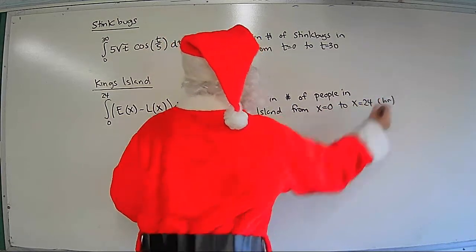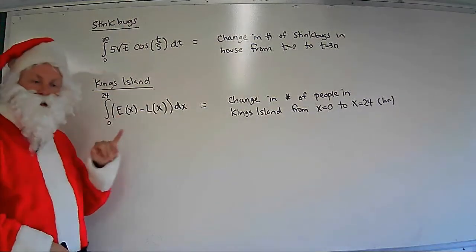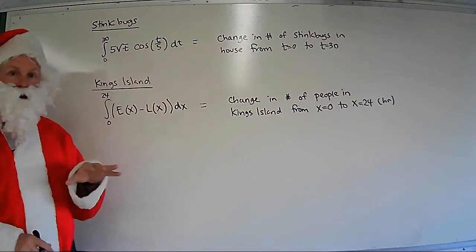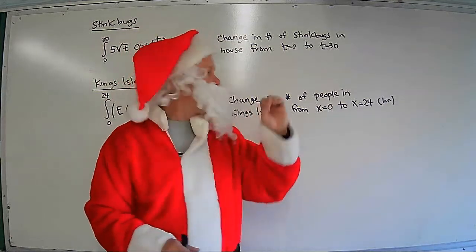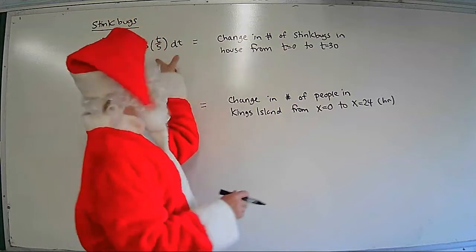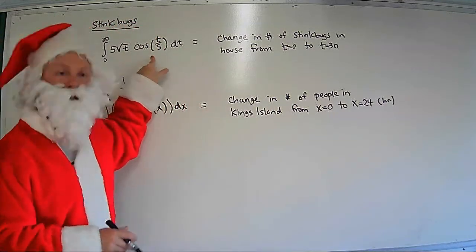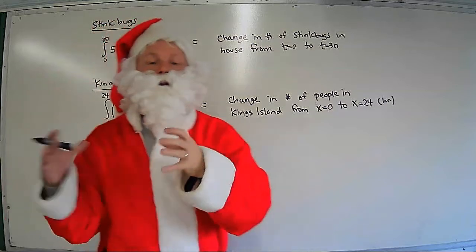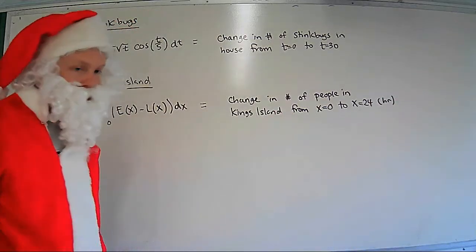Now I got that was in hours, right? Okay? Both of these answers don't tell you how many people are in Kings Island at 24. And this one doesn't tell you how many stink bugs were in the house at t equals 30. It just tells you how much they went up or went down.